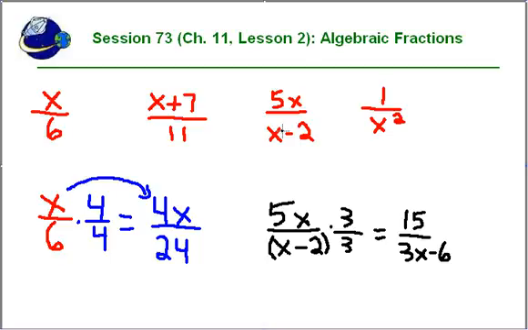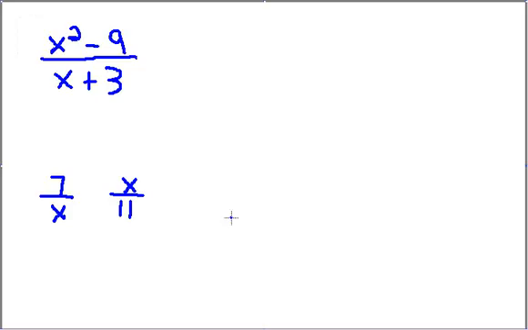That does not exist. So for this particular fraction here, 5x over x minus 2, it's always understood that the denominator can never equal 0. So in order for that to happen, x can never equal 2. Because if x did equal 2, we would have 0 in our denominator. And lastly here, 1 over x squared. X cannot equal 0 because x squared would be 0, and we are not allowed to have a denominator of 0. Okay, moving on here.